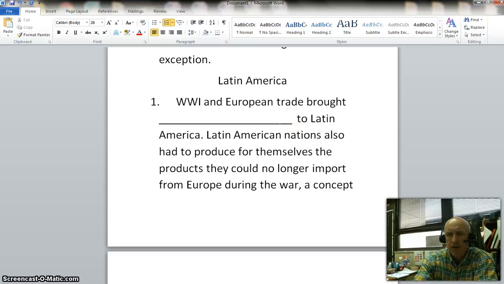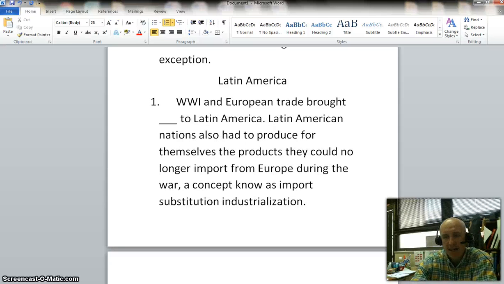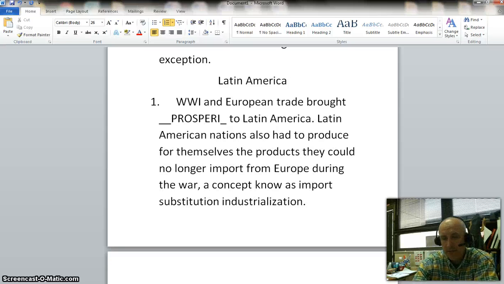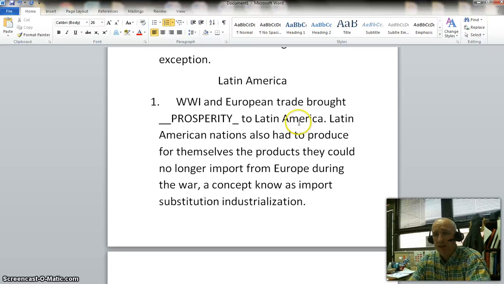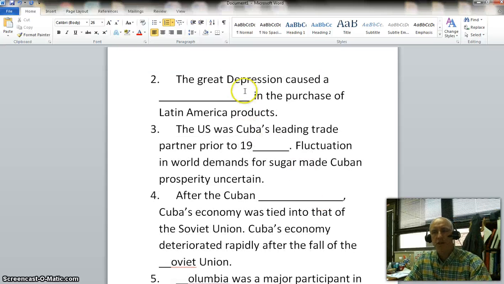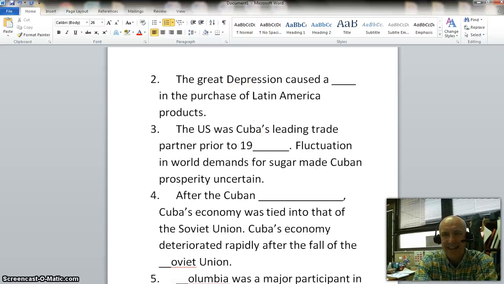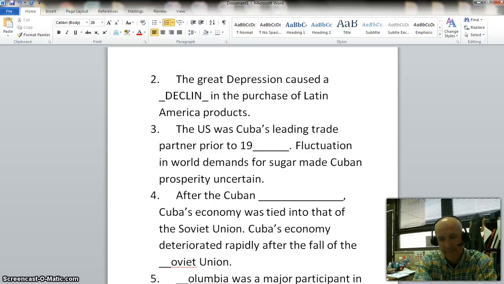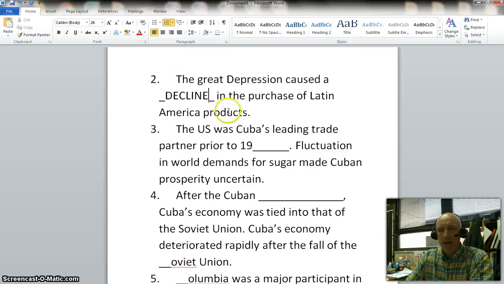World War I and European trade brought prosperity. Things were doing good. Prosperity to Latin America. Latin American nations also had to produce for themselves the products they could no longer import from Europe during the war. A concept known as import substitution industrialization. The Great Depression caused a decline in the purchase of Latin American products.